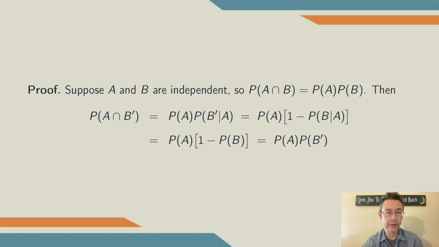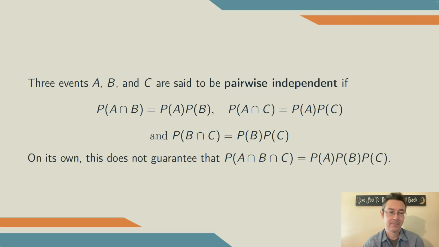I'll just prove the first one. It's short. We're just going to apply the multiplication rule for conditional probability to the probability of A intersect B prime. And then once we get the probability of B prime given A, we can use the rule of complements on that. That probability is equal to 1 minus the probability of B given A. The probability of B given A is just equal to the probability of B, since A and B are independent, and then 1 minus the probability of B is the probability of B prime. All the other parts of this fact that I showed a second ago are proved in exactly the same way.